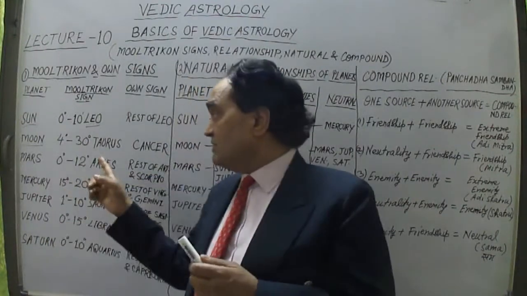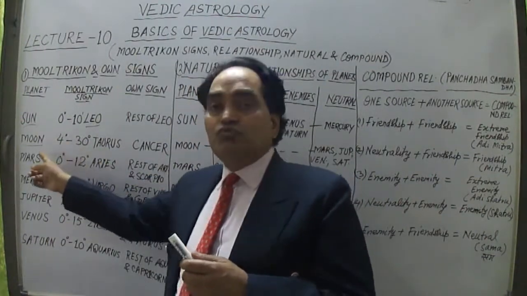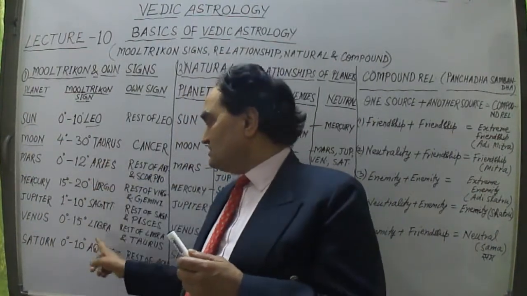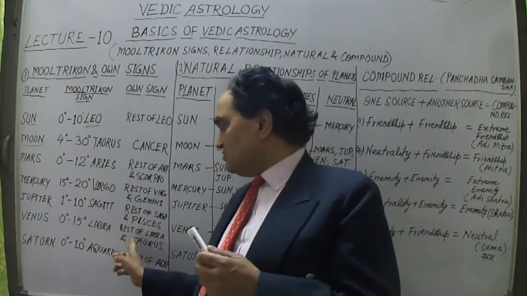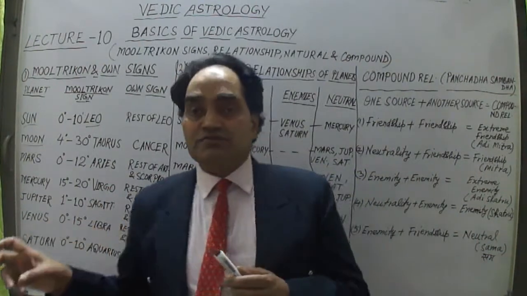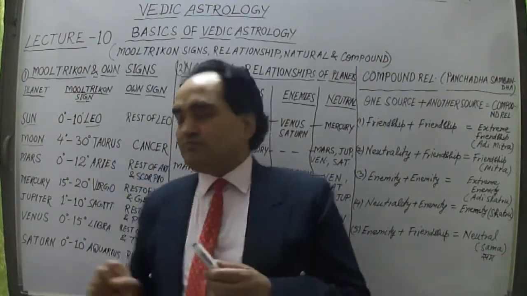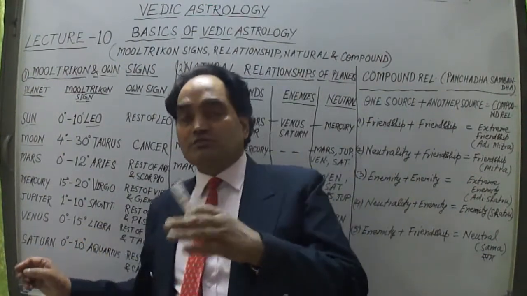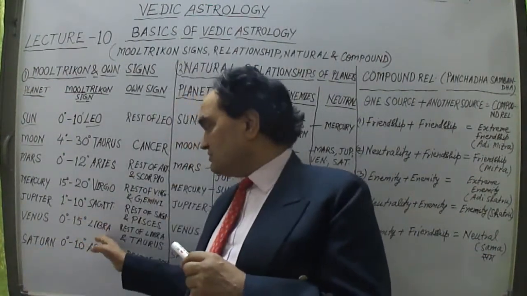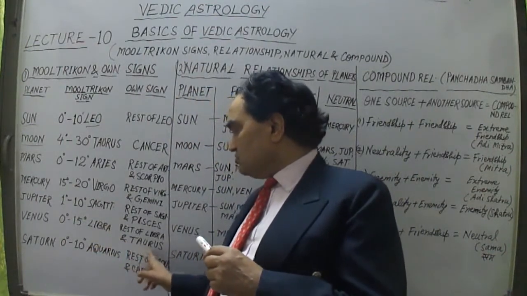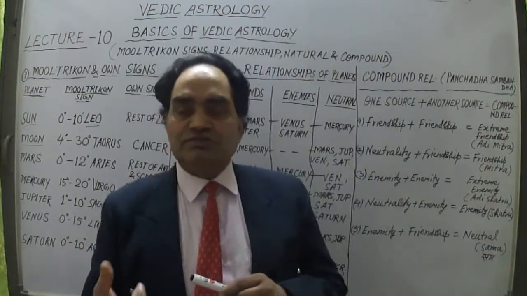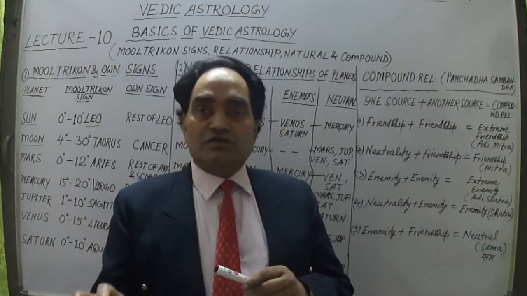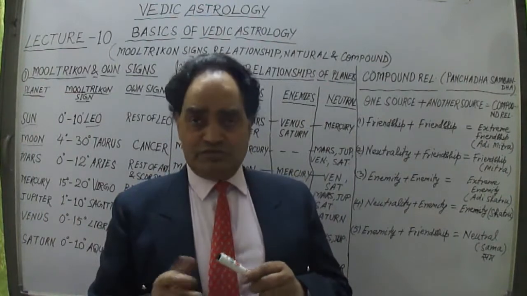Taurus is the 2nd sign, in which Moon has its Mooltrikon sign, as I have told you. Taurus is the 2nd sign as well as Libra the 7th sign. I have just written down here the rest of the Libra sign, that means the remaining portion from 15 degree onwards up to 30 degree, as well as Taurus, the 2nd sign. These two, the 2nd sign and the 7th sign, are lorded by Venus.